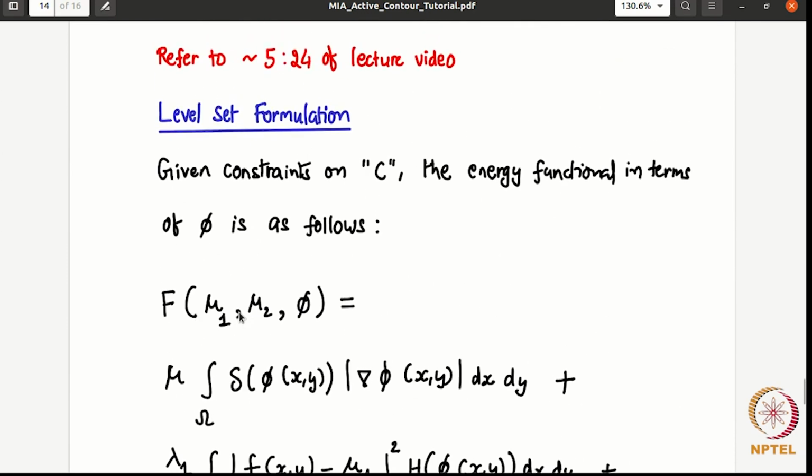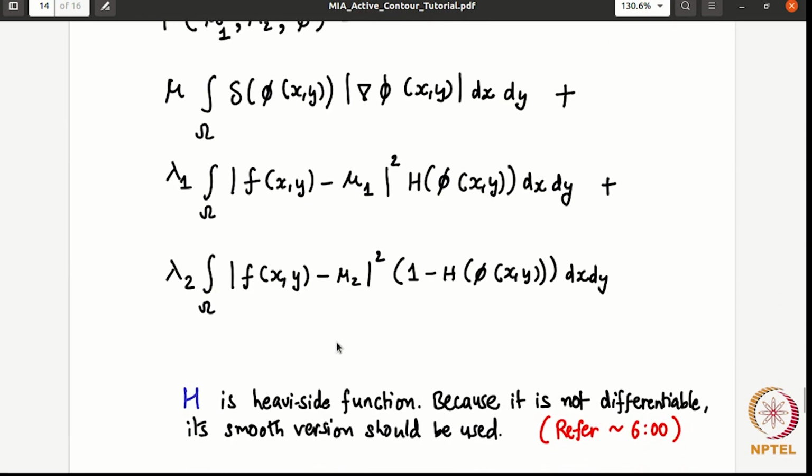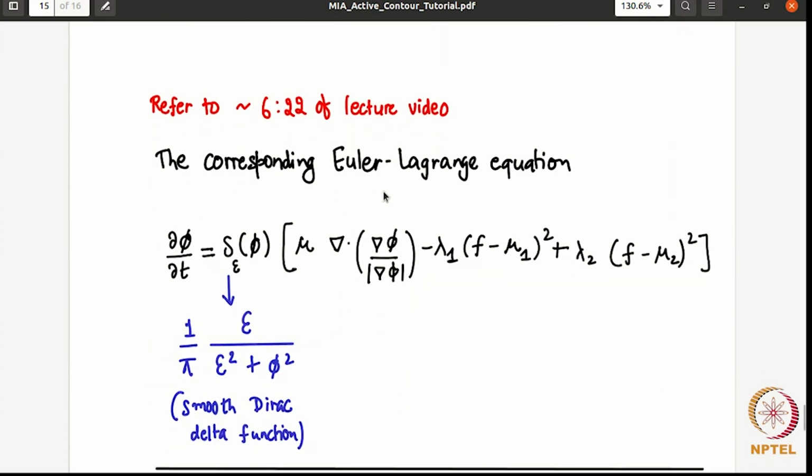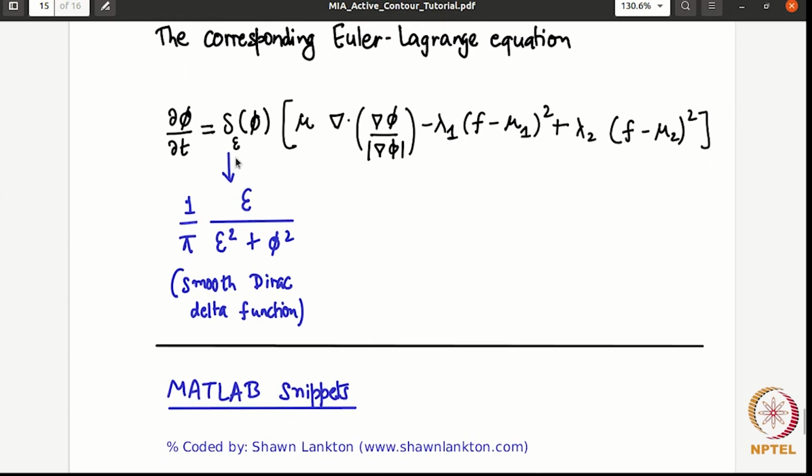Once we have this functional in terms of phi, we can again use the same Euler-Lagrange equation and find this gradient descent equation. This is what we get: del phi by del t is equal to this Dirac delta times this function. Again, because we want to use smooth functions, this Dirac delta function is smoothed with the help of this function, 1 upon pi times epsilon upon phi square plus epsilon square.